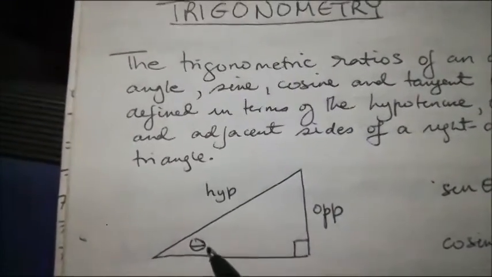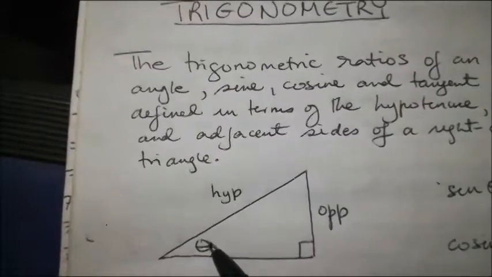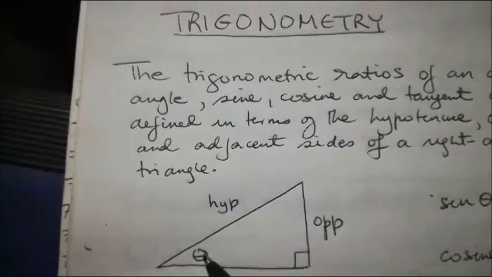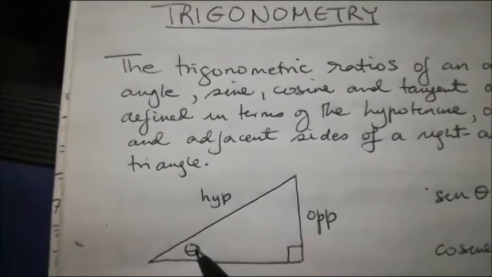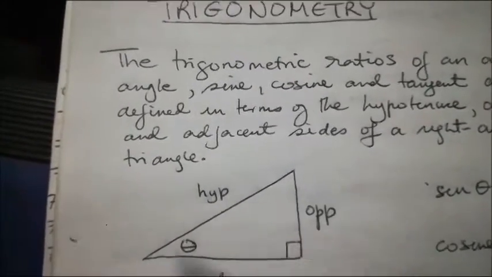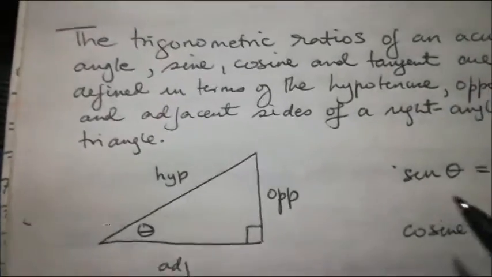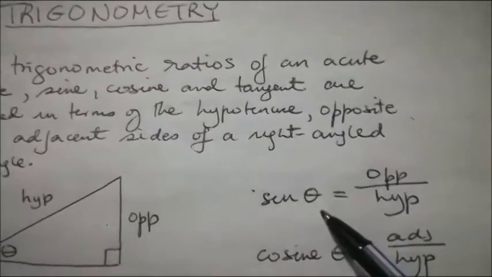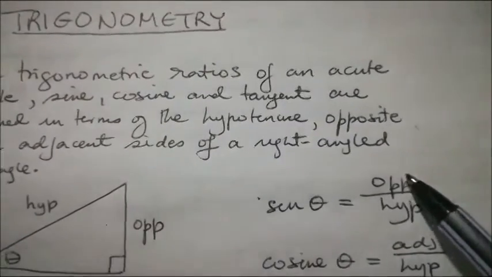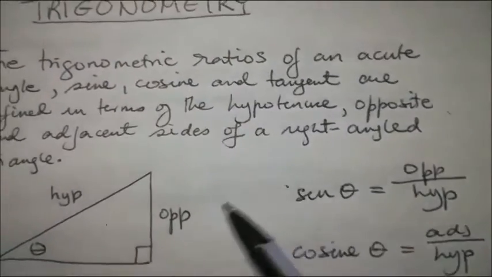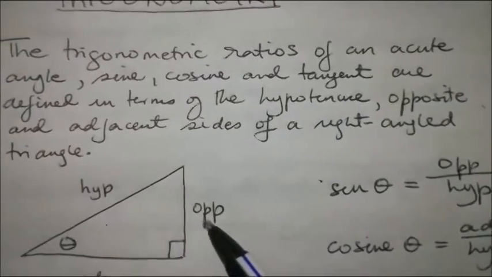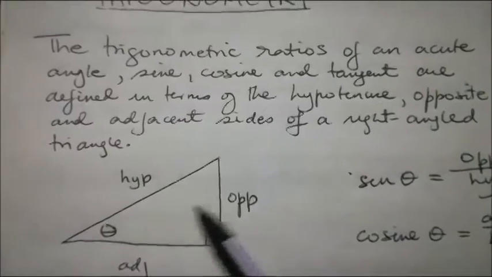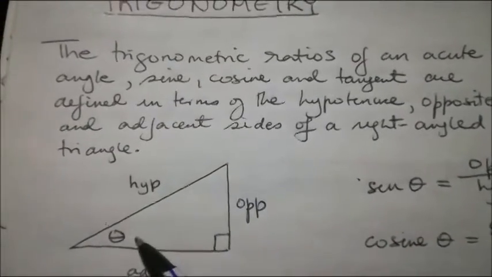So there is sine theta, there is cosine theta, and there is tangent theta. And these are all expressed in ratios. A ratio is like a fraction, something over something. So if you look over here, the sine of the angle will be equal to the opposite over the hypotenuse. So whatever value is placed here, there are different ratios that will express the angles.